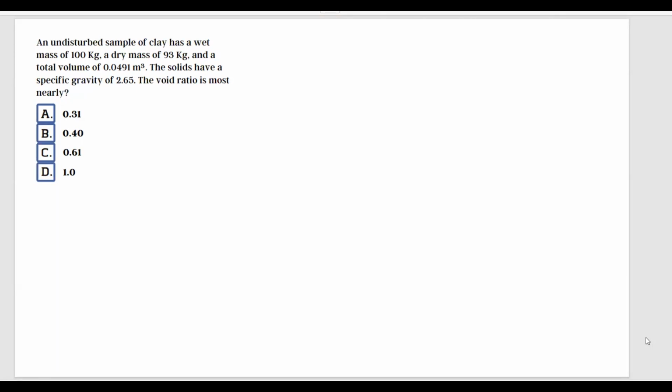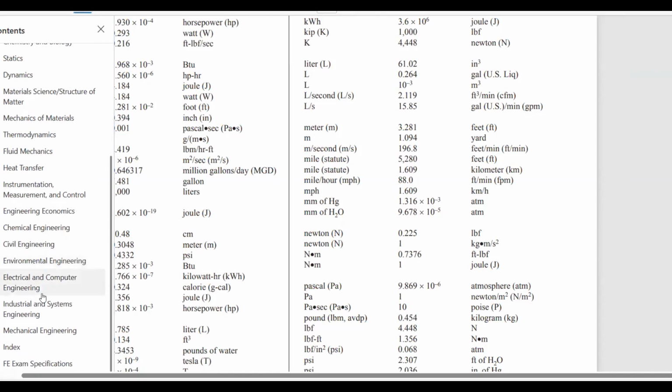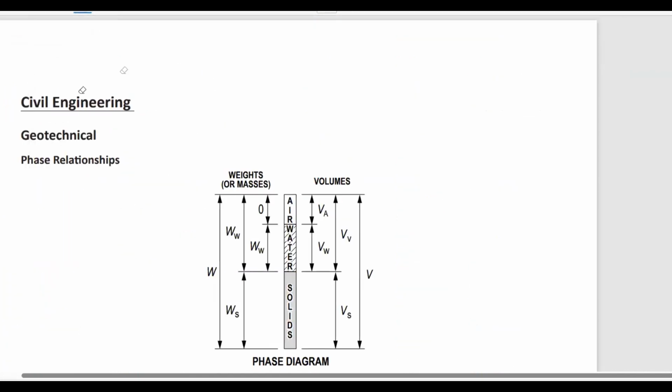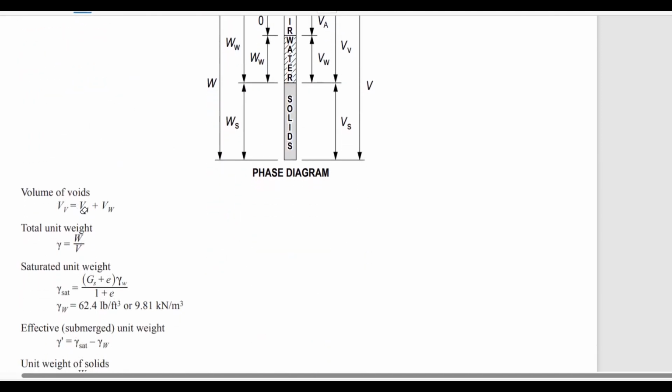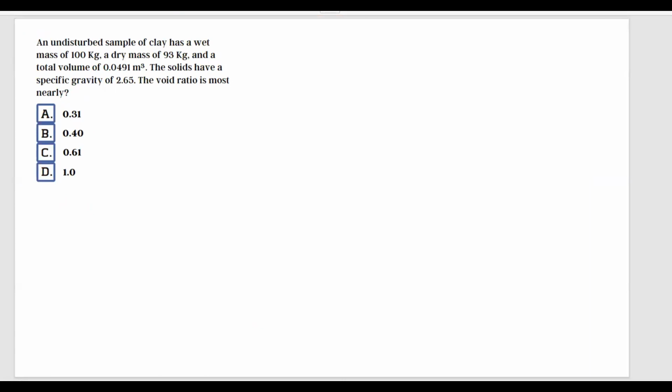So I'm going to start by looking for the formula for the void ratio. Of course you would go to the FE Handbook, to Geotechnical, which is part of civil engineering, and it's right at the beginning, which is great. I'm going to scroll down, and void ratio is right here. The formula for the void ratio is volume of voids over volume of solids. So let's write this down: void ratio equals volume of voids over volume of solids.